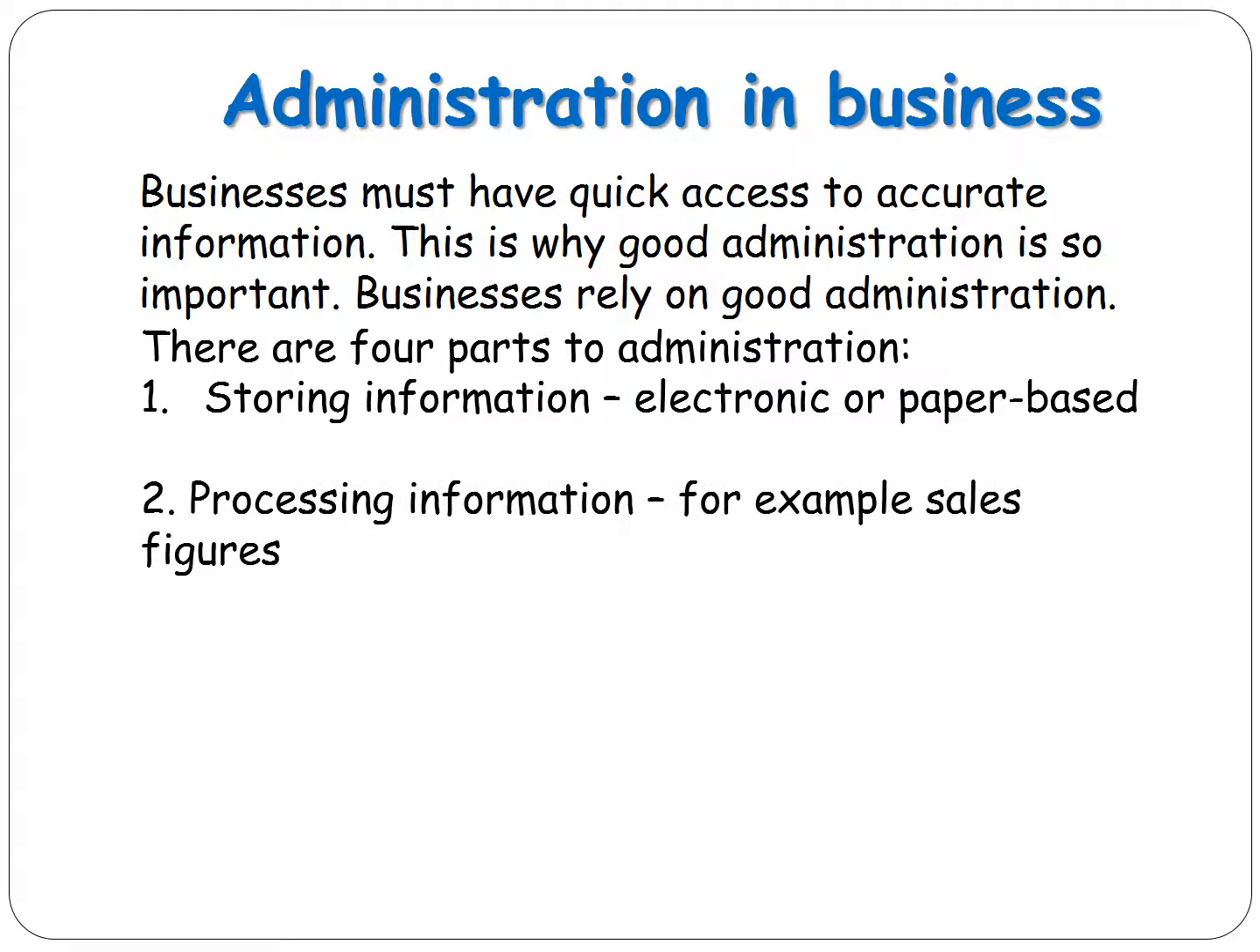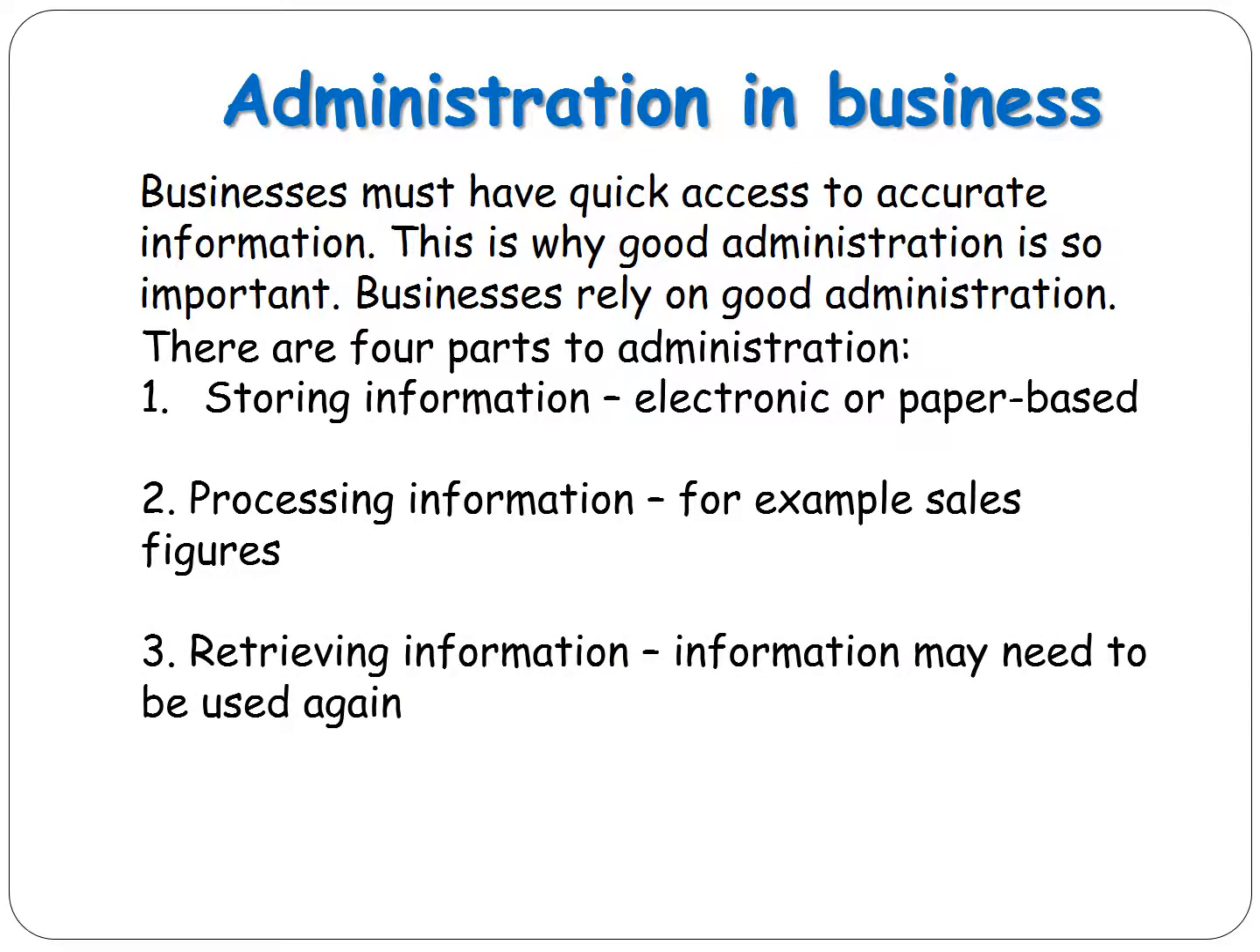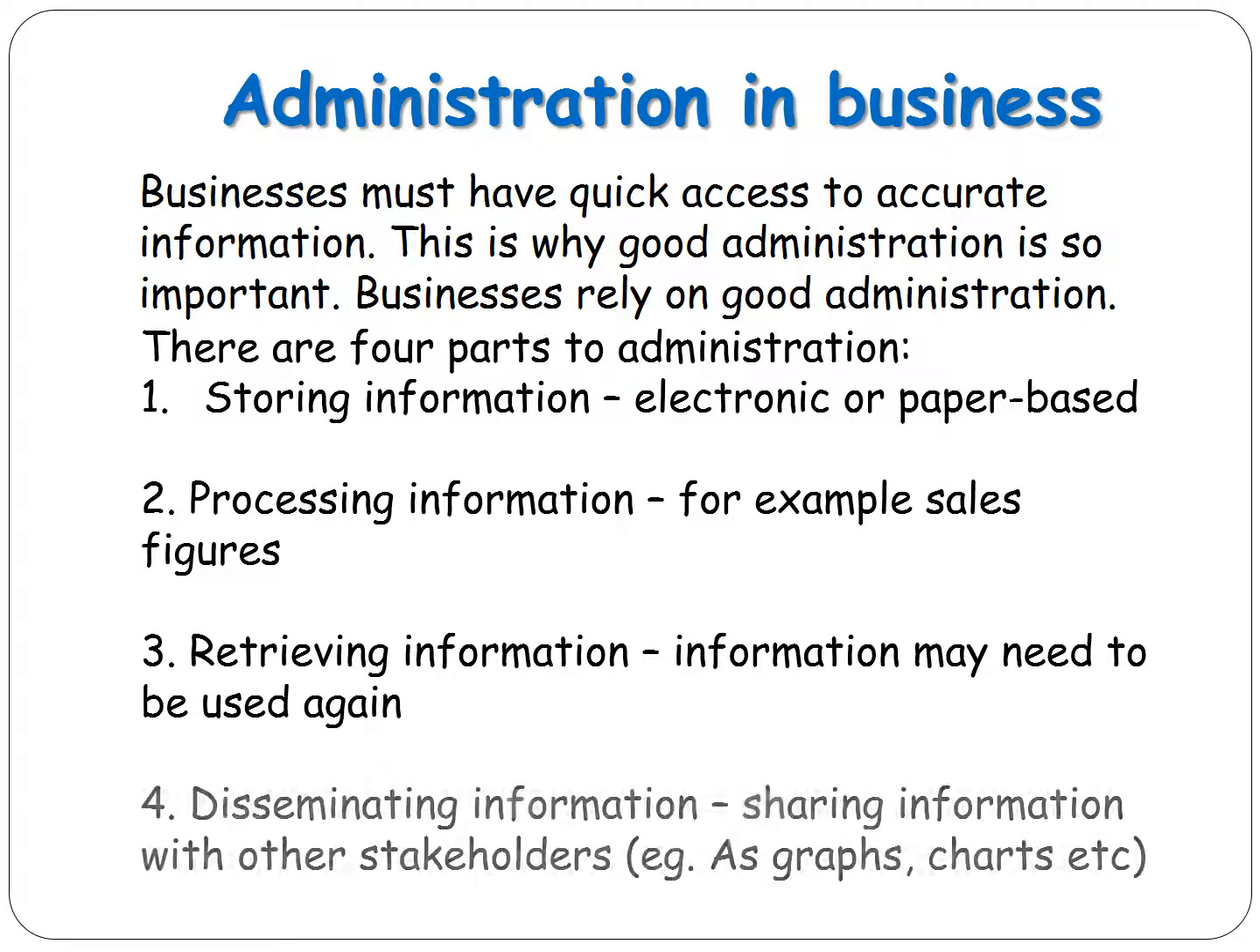The second part of administration is processing that information, for example, processing sales figures. The third part of administration is retrieving that information. That will be information that may need to be used again later. And the fourth part of administration is disseminating information, sharing that information with other stakeholders through things like graphs and charts, reports, etc.